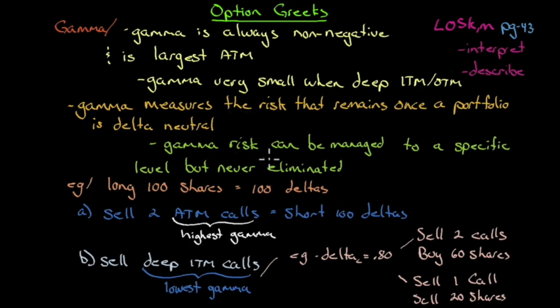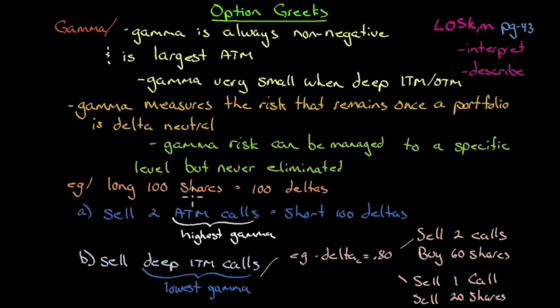Gamma risk can be managed to a specific level, but never eliminated. You cannot get rid of gamma risk. If you're trying to delta hedge, you can't get rid of gamma risk. You'll always have gamma risk, but at least you can manage the level of your gamma risk. You just can't get rid of it.